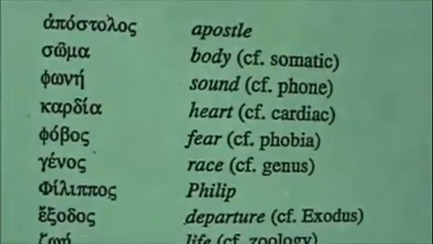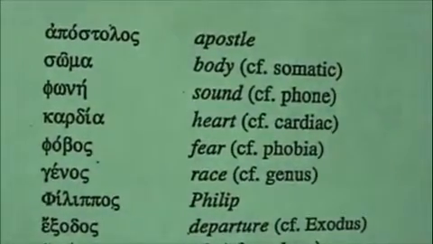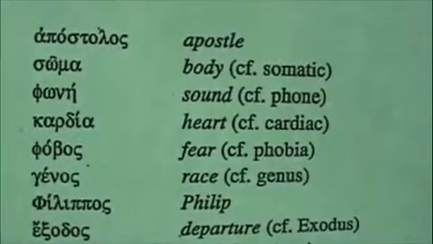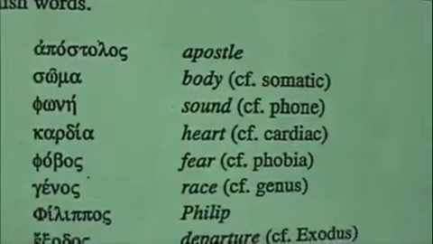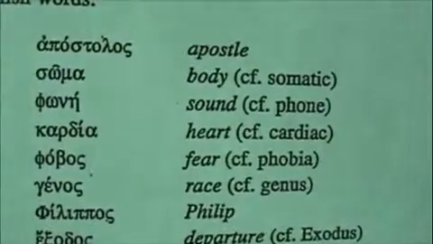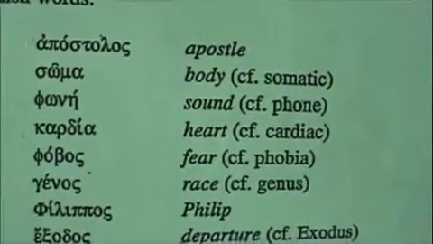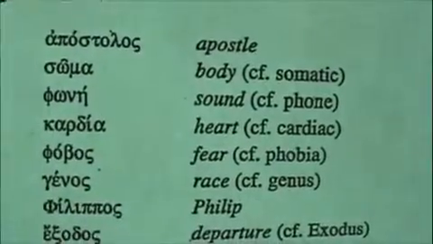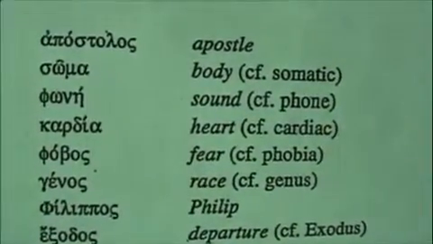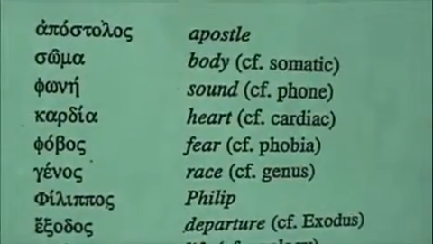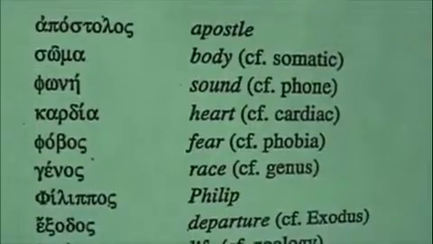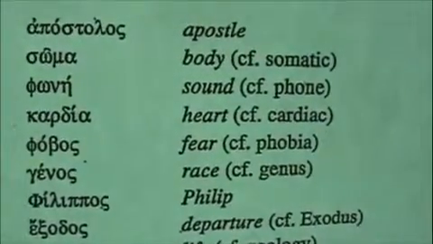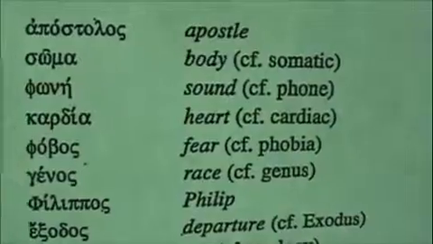All right, the second word is soma: sigma, omega, mu, alpha. Soma. You know, like somatic, we get that word from the Greek word soma. The next word is phone. Everybody pronounce that. Phone. Phone is the Greek word from which we get the English word sound. Phonetic. You're going to be surprised at how many English words come straight from the Greek.